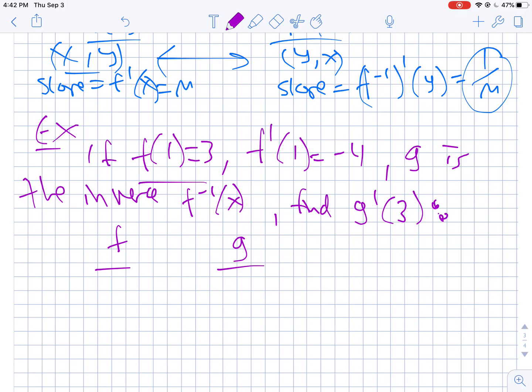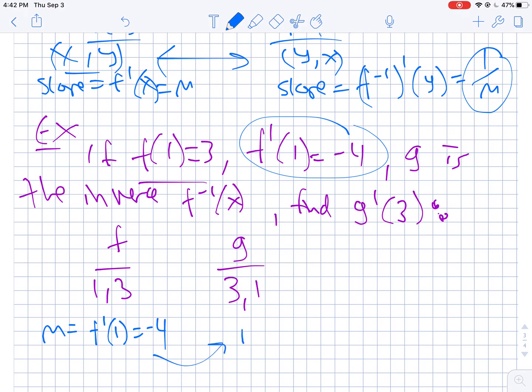So on f, we have the point (1, 3). So immediately, I know that I'm going to have the point (3, 1) on g. Now, the other piece of information they give me is the slope here. So I know my slope, my f prime of 1, is equal to negative 4. The problem tells you to find g prime of 3, which is the derivative at the reciprocal point. So my slope here, my g prime of 3, would be the reciprocal, so negative 1 over 4. Okay, so that's my answer.